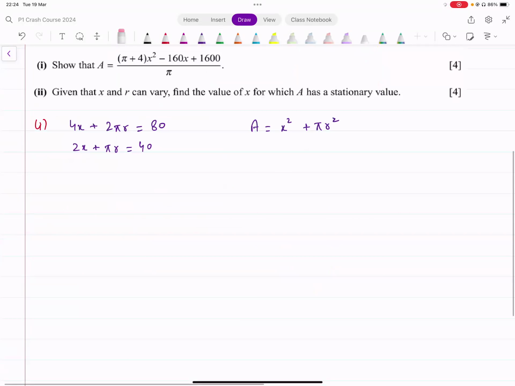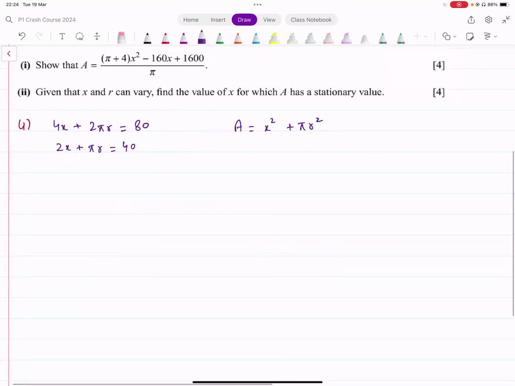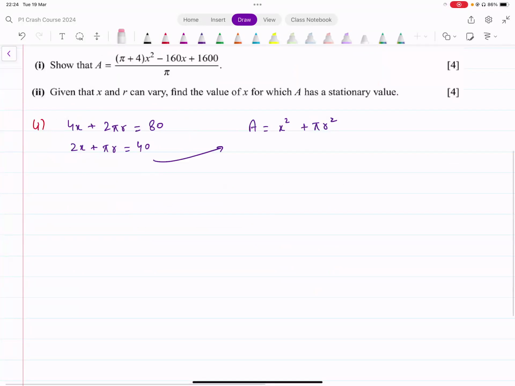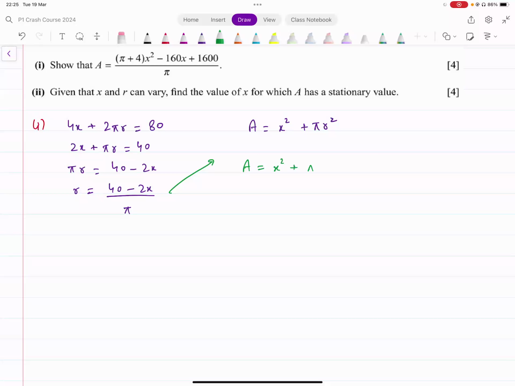How can you do that? This is where this first equation that we have formed comes in. What we can do is we can make r the subject from that equation and put that in the second equation, in the second form. Let's make r the subject from the first equation. So we can say pi r equals 40 minus 2x, and then r equals 40 minus 2x whole divided by pi. And now we can just input this in that other equation. This becomes A equal to x squared plus pi r squared. So it becomes pi into 40 minus 2x divided by pi whole squared.